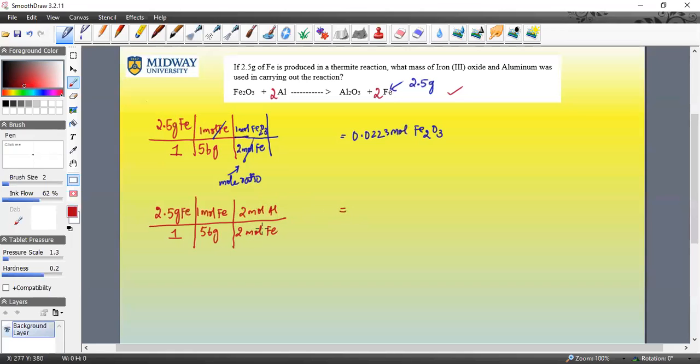Okay, so this cancels out, this cancels out. So we're left with, I'm going to get a different color again. Maybe it's pink, maybe darker pink. All right, so moles of aluminum. And that would be 2.5 over 56 divided by 1, which is the same. So it's 0.0446 moles.